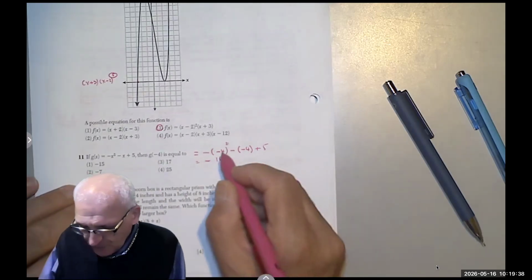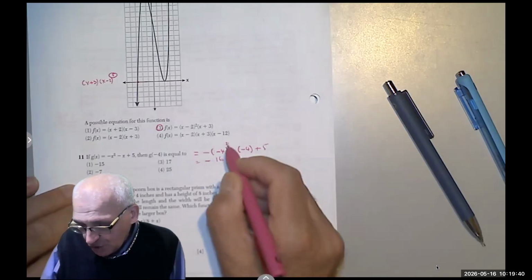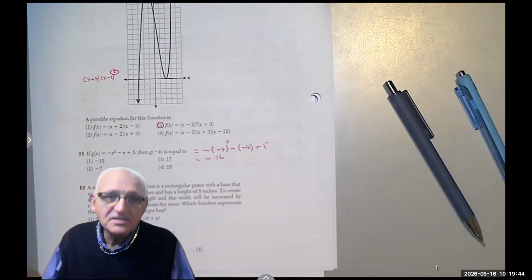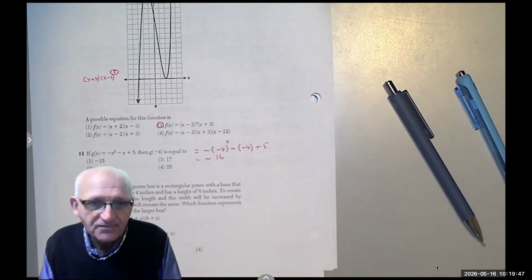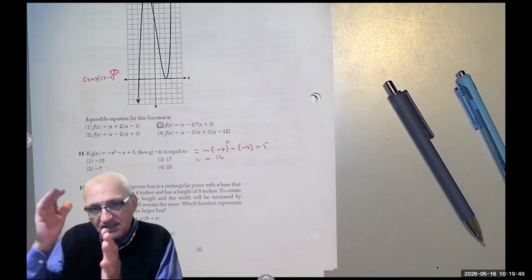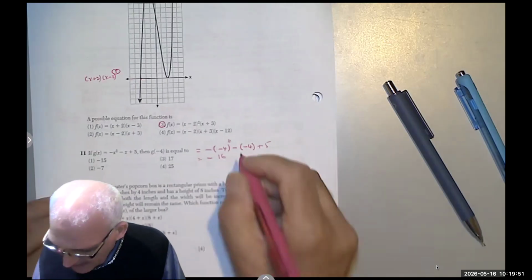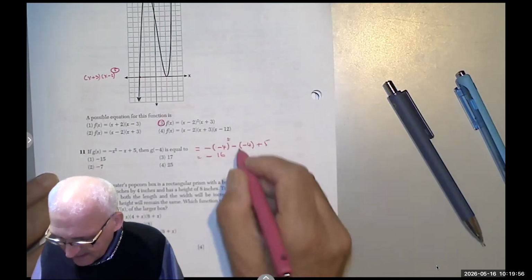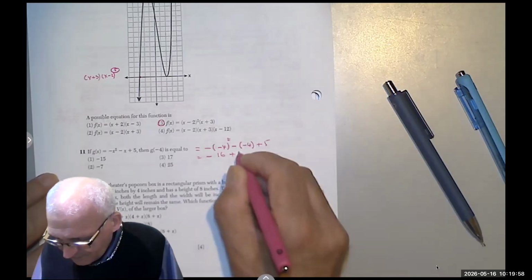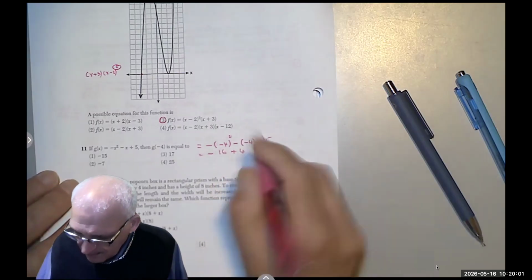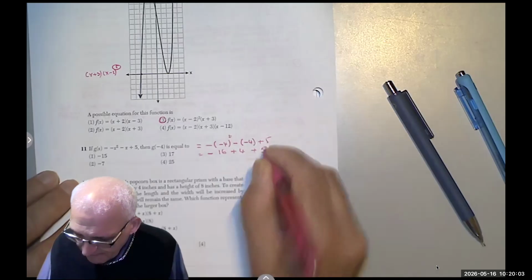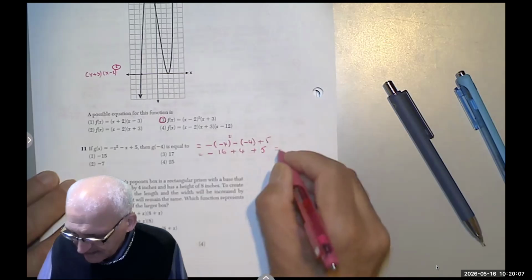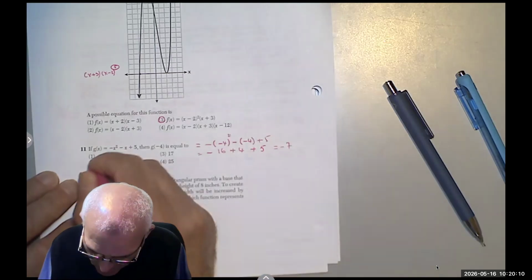Okay, if that was a cube, it would be -64, and then negative times negative is positive. So it would have been positive 64. So be careful. You do the parentheses and the exponents first. And then -4. Now this is already done, so you multiply it by negative. Negative times negative is positive 4, plus 5. -16 plus 4 is -12, plus 5 is -7, and -7 is 2.